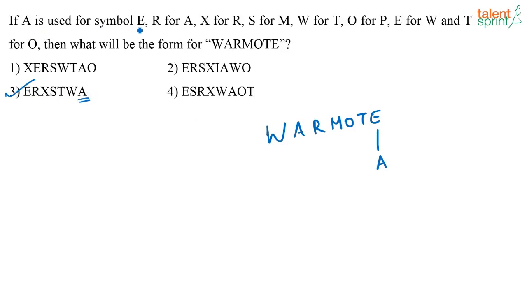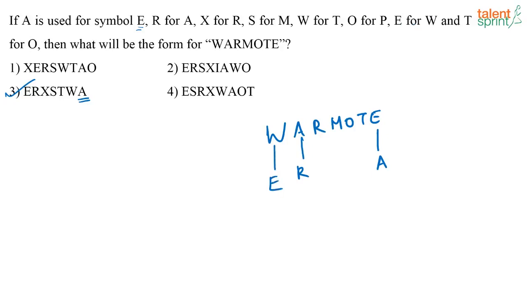A is used for symbol E. So if you have E, instead of E you have to use an A. Similarly, if you have an A, you have to use R. Correct? If you have an A, you have to use R. Then if you have a W, you have to use E.